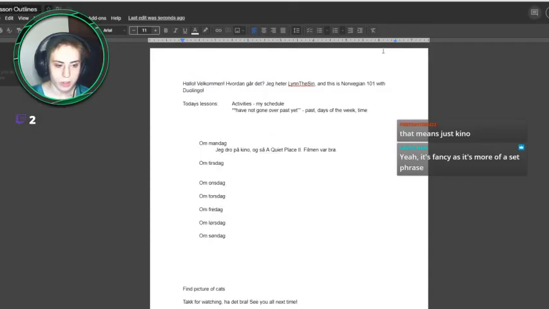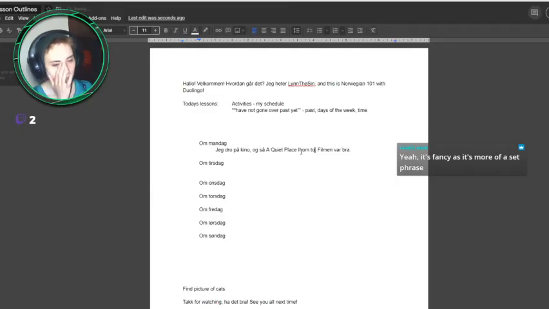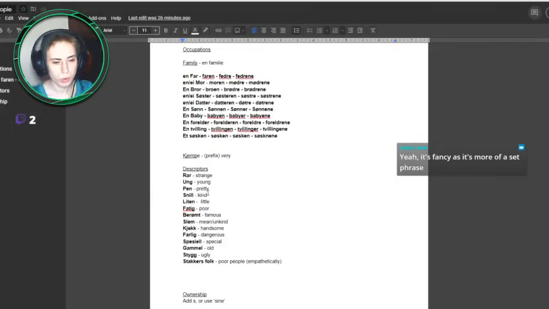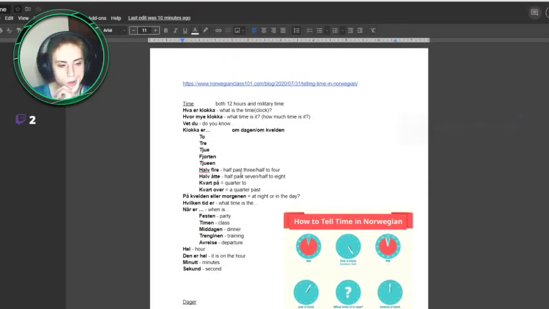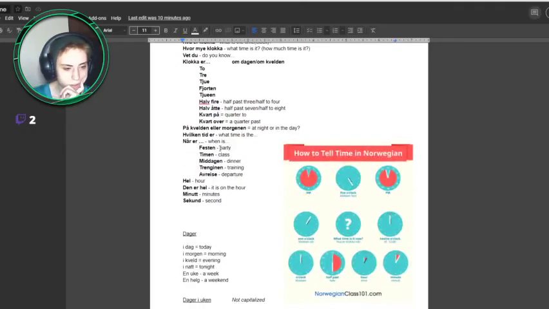So yeah, I drew a Pokino of Saw a Quiet Place 2. The time doesn't really matter. At 2, I suppose that makes sense. It's fancy, more of a set place.